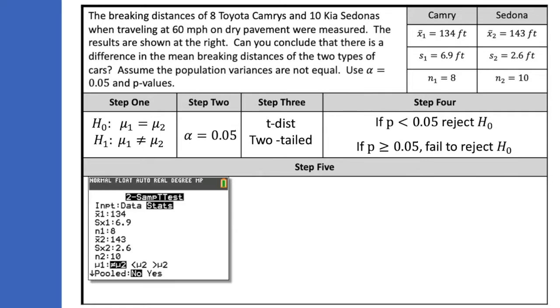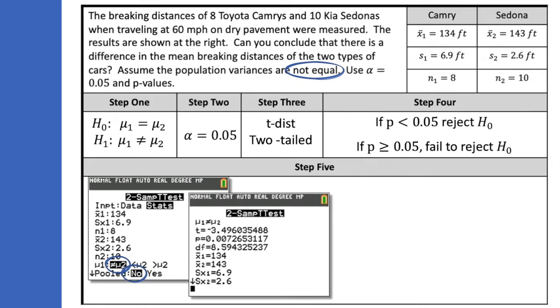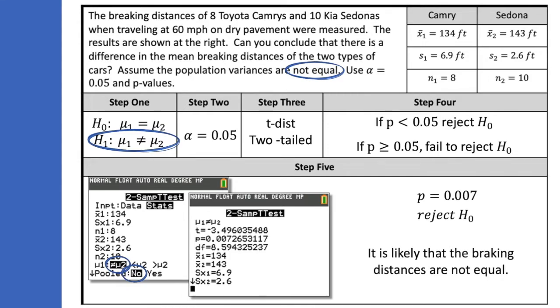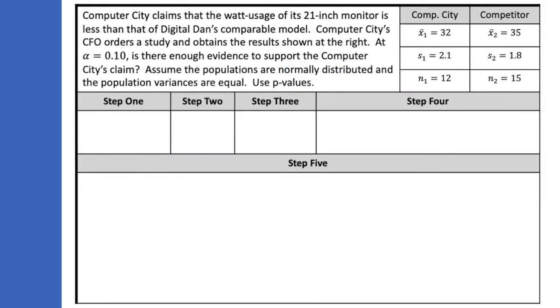Straight to the calculator, we're going to go to stats, two sample t-test, and we're going to plug in the summary statistics data. You're going to want to choose a two-tailed test. And because the variances are not equal, you choose no, not pooled. And go ahead and hit calculate. We're using p-values, so we need to pull the p-value out of this. We've got p equals 0.007. That's less than 0.05, so we'll reject the null. If we reject the null, that means we're accepting the alternate, which means it's likely that the braking distances are not equal. Let's try another one.